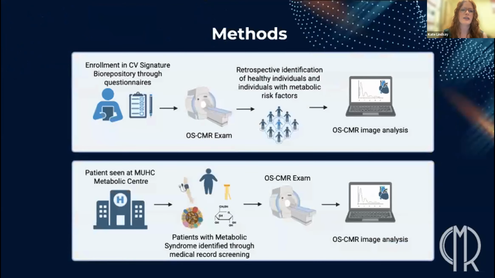So first, starting with the retrospective branch, we worked with the Courtois Cardiovascular Signature Program here at the MUHC, and participants from around Montreal and elsewhere would enroll in this program by filling out online questionnaires. After that, they would take an OS-CMR exam with breathing maneuvers, and I was able to retrospectively identify them and gather their data based on the questionnaires they had filled out originally, and then analyze their images to obtain the BMOR.